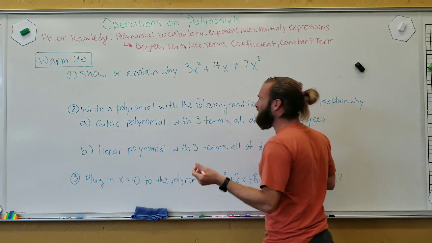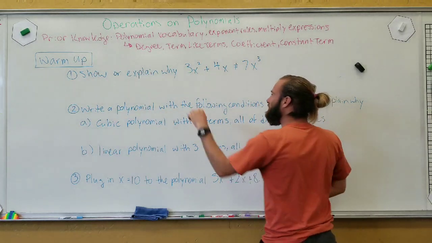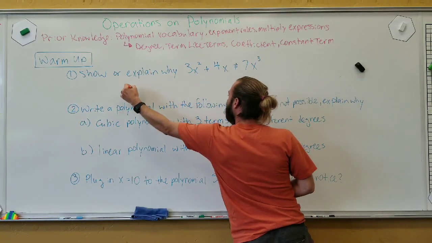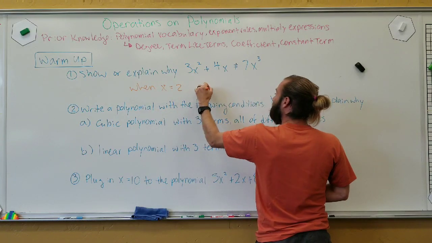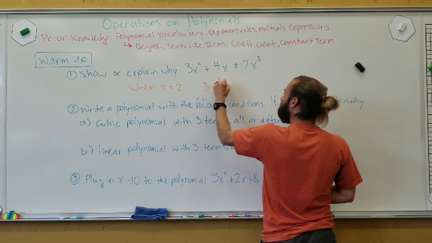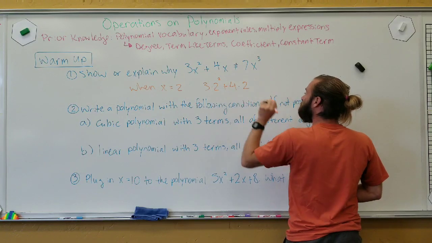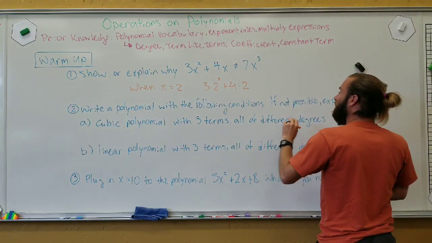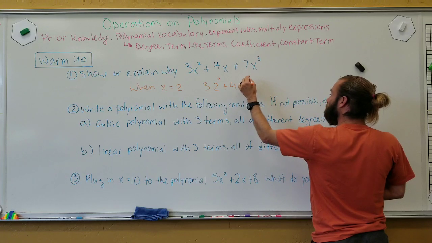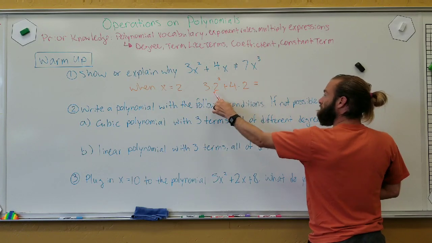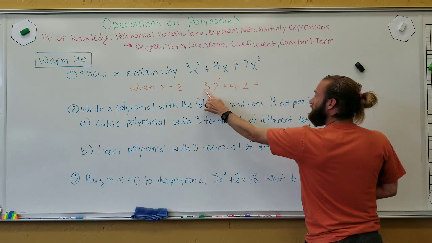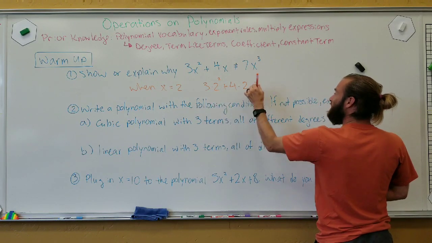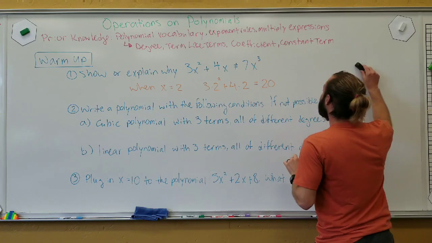So anyway, what should we choose? Maybe 2? Let's see what happens when x is 2, okay? So when x equals 2, then we get 3 times 2 squared plus 4 times 2, right? And that is equal to, remember our order of operations, exponents first. So 2 squared is 4, times 3 is 12, plus 8, which is 20.